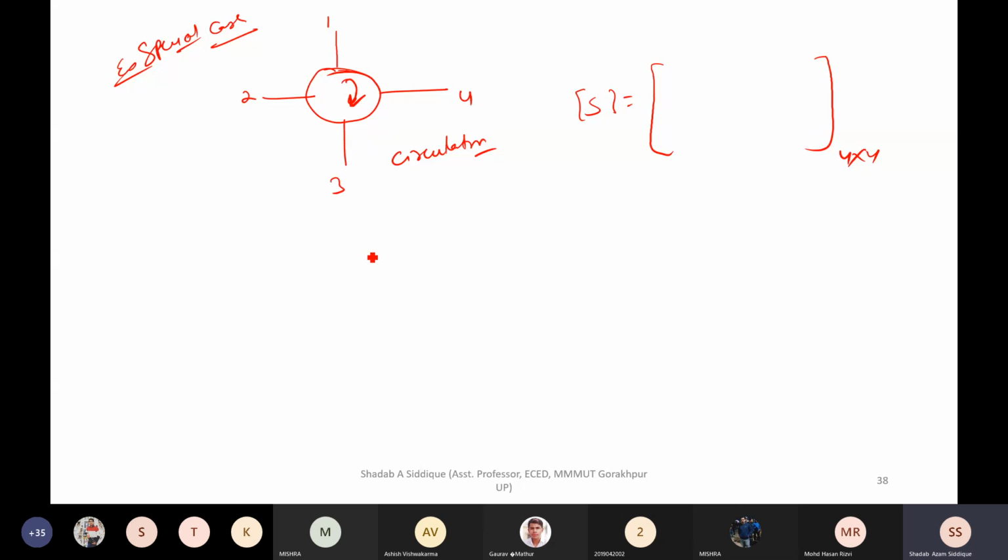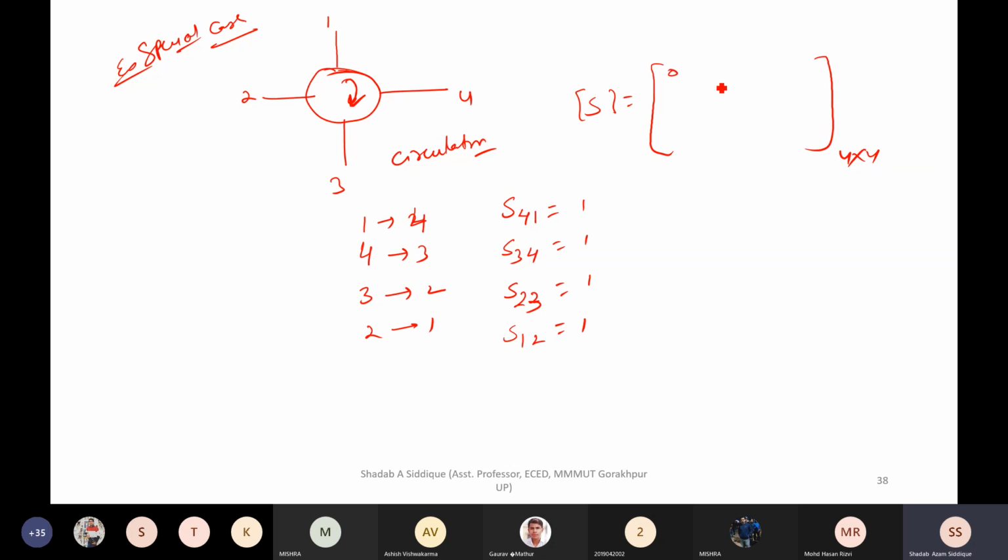Then how can we write it? We can write it in this way. We are taking port 4 to port 3, port 3 to port 2, and port 2 to port 1. So we can write input from port 1, it is reaching port 4. If we take input from port 4, it is reaching port 3. If we take input from port 3, it is reaching port 2. If we input from port 2, it is reaching port 1. So this should be equal to 1. All other terms should be equal to 0.